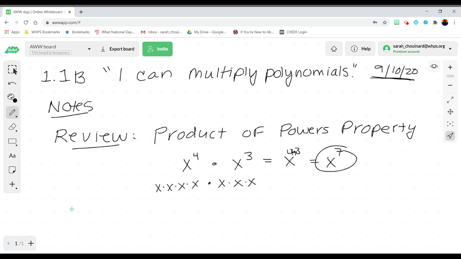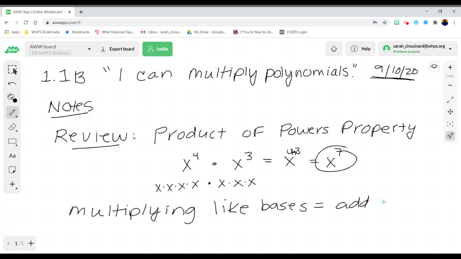So the rule states that when we multiply like bases, so x and x are the same. If it was x to the fourth times y, this wouldn't work. When you multiply like bases, you're going to add the exponents. So again, this is something that you've learned last year, but it's going to be super important as we get into multiplying polynomials.